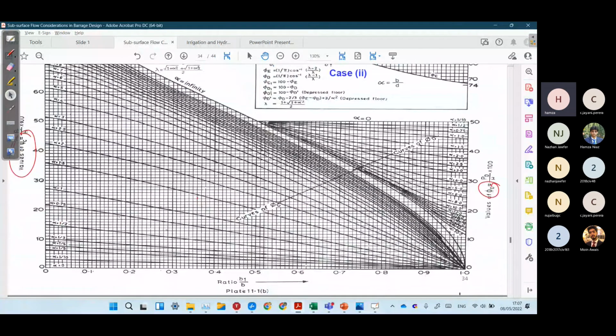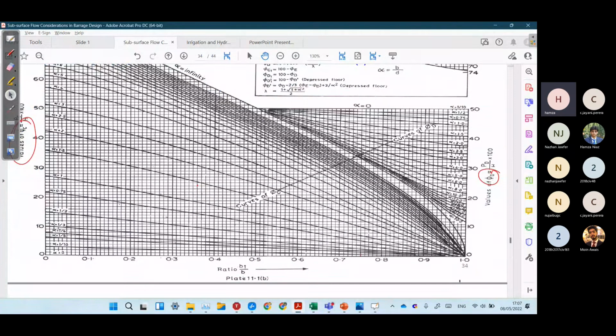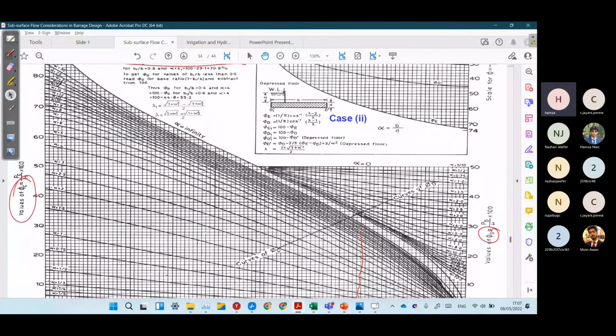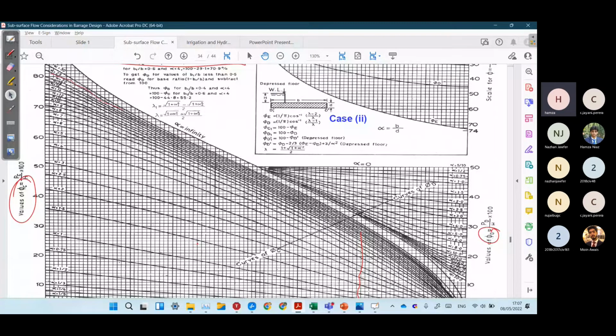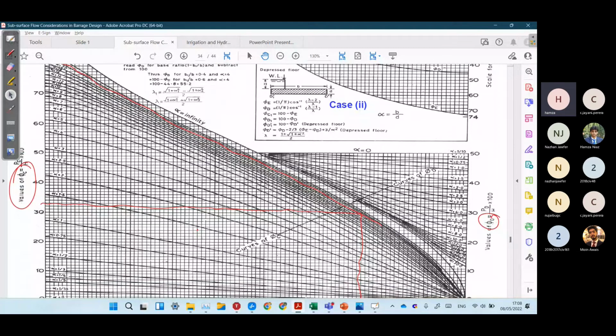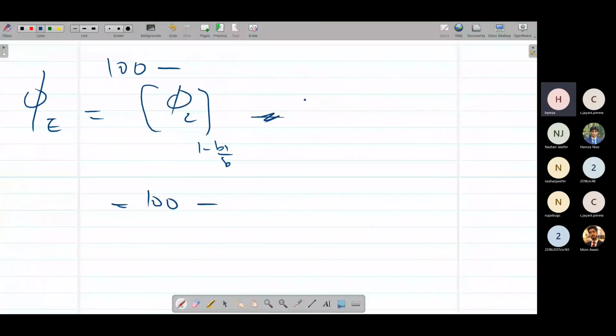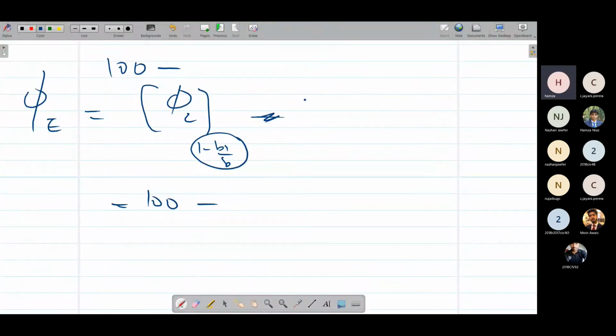Phi C: we have 1 minus B1 over B as 0.75 and alpha is 25. If we move in the vertical direction, alpha is 25 like this. If we move horizontally like this, 31, 32, 33. The phi C value is 33 for 1 minus B1 over B. Remember, this is for 1 minus B1 over B. So phi E is 100 minus 33, that is 67%. This is how we have to use the graph.